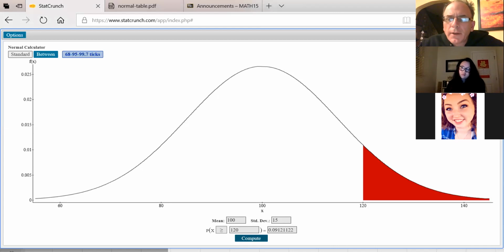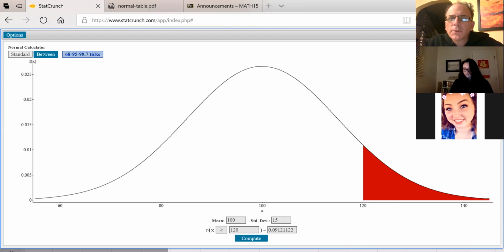If the mean IQ score is 100, and the standard deviation is 15, I want to find out what percentage of all people or adults score higher than 120 on their IQ test. So I want to find greater than 120 with the mean and standard deviation, and there we find out it's 0.09 or about 9%.